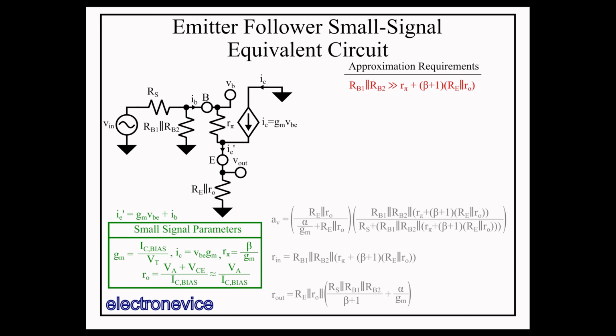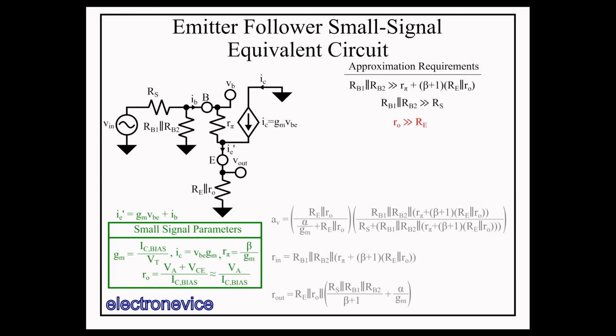First, if you use a biasing network like the one we've used here, you need to ensure the biasing resistors are very high, such that their parallel combination is much higher than Rπ plus beta plus 1 times Re parallel Ro. Second, we assume that Rb1 in parallel with Rb2 is also much larger than Rs. And third, we assume that Ro is much larger than Re.